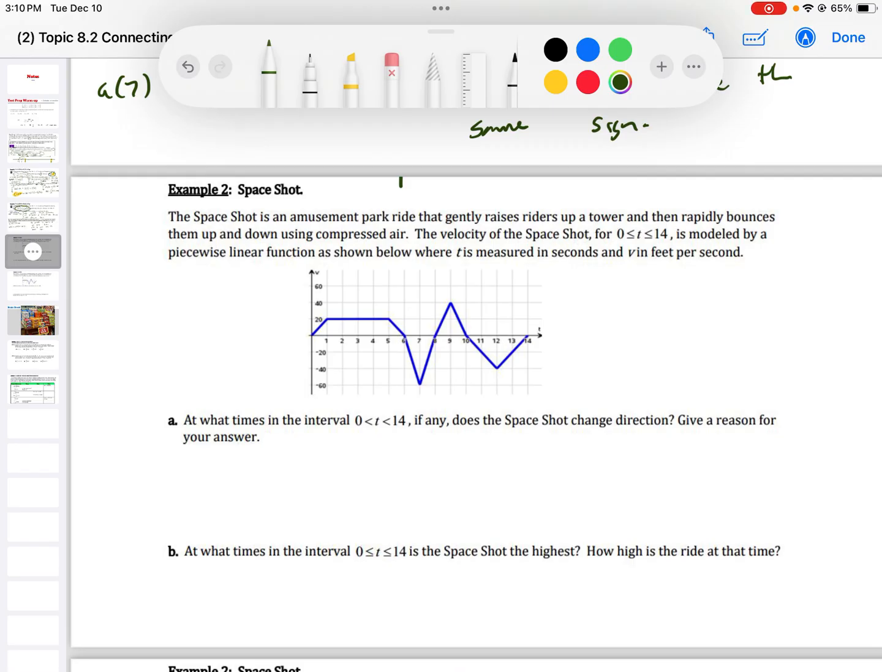At what times in the interval, not including 0 and 14, does the Space Shot change directions? Give a reason. This is a video, so you can always pause this, try it on your own, and come back and see if you got it right. But this is what we just talked about, right? When does it change directions? It changes direction when velocity changes signs. So this one's easier to see since we don't have our calculator. So at 6, at 8, and at 10.